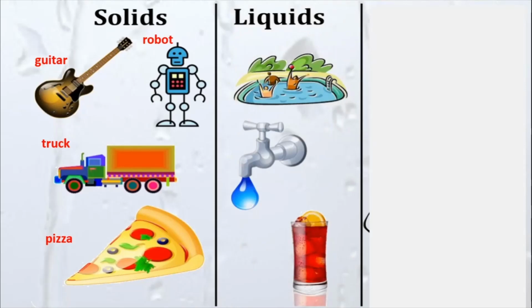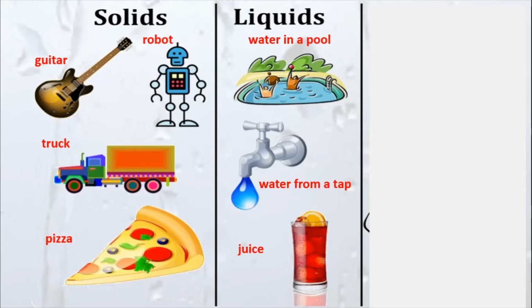So see here, water in a pool is liquid. Water in a tap is liquid. Water in the form of juice is liquid. Okay, milk is liquid. Oil in which your mummy fries batata vada is liquid. So all these are liquids.